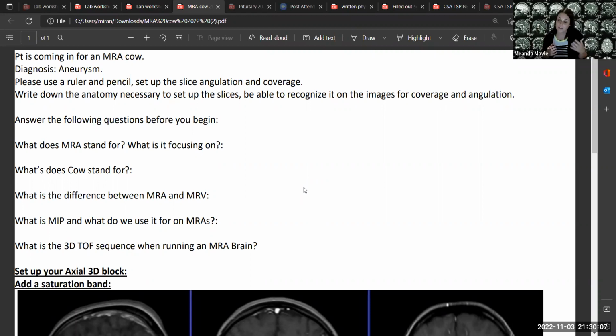For an MRA circle of Willis, even though we're cutting off the top of the brain, there's about 120 slices in that setup. So this is why the exam takes a long time to run. Again, on average about 5 minutes, but can go upwards of 10, 12 minutes on an older scanner. And why do we use the saturation band on our MRA of the circle of Willis?